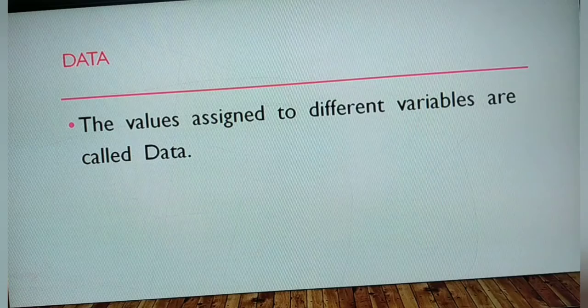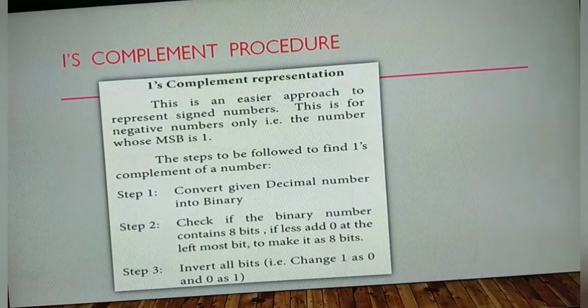Then come to the next second question. Write the ones complement procedure. So this is your ones complement procedure. For you people, it is in page number 23. There you will be having this one, that is ones complement representation. Mark the step 3. So till step 3 you people have to mark. First 4 lines is an introduction. Then you people have to write down the 3 steps. Okay?